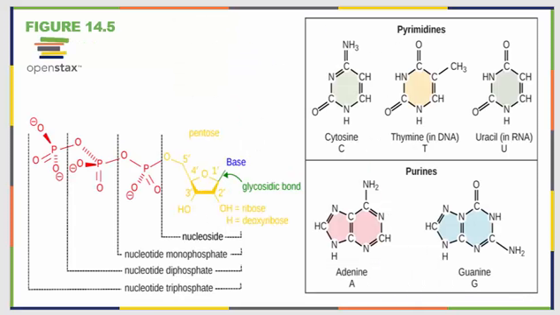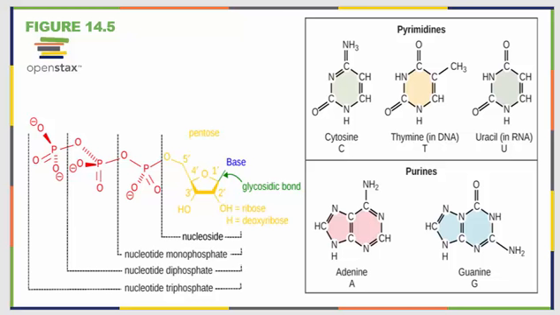Individual nucleotides, as we now know, contain nitrogenous bases, sugars, and phosphate groups. The nucleotides are joined to one another by covalent bonds known as phosphodiester bonds or phosphodiester linkages. There are two major groups of nitrogenous bases, purines and pyrimidines. The purines have a double ring structure with a 6-membered ring that's fused to a 5-membered ring. Pyrimidines are smaller. They just have a 6-membered ring.